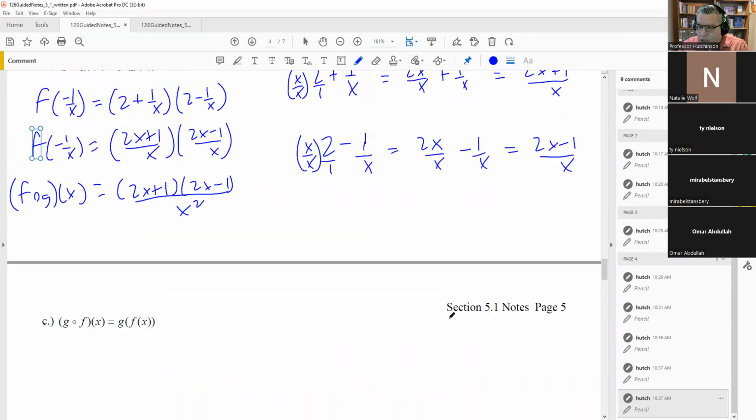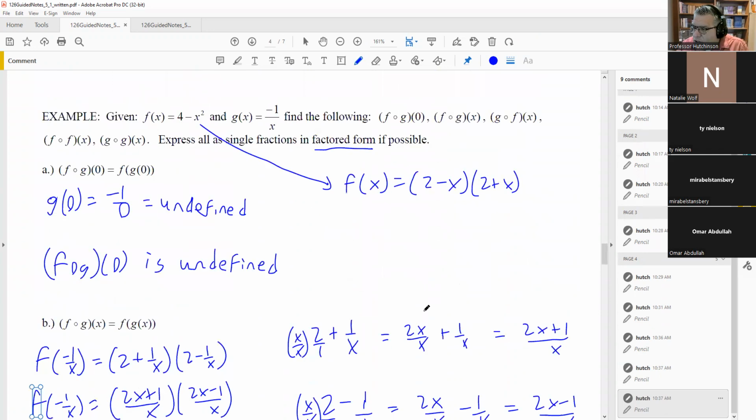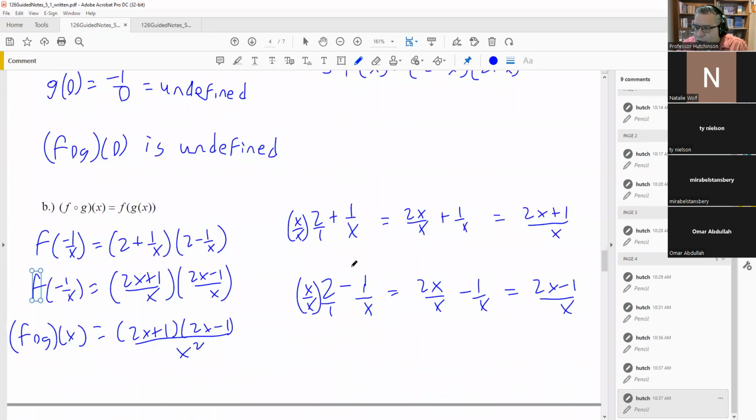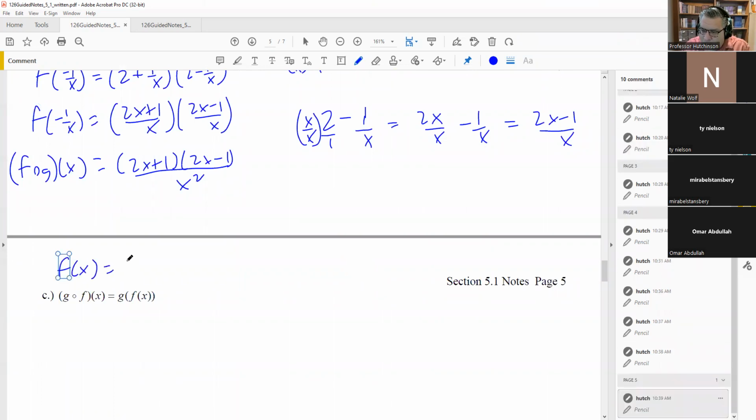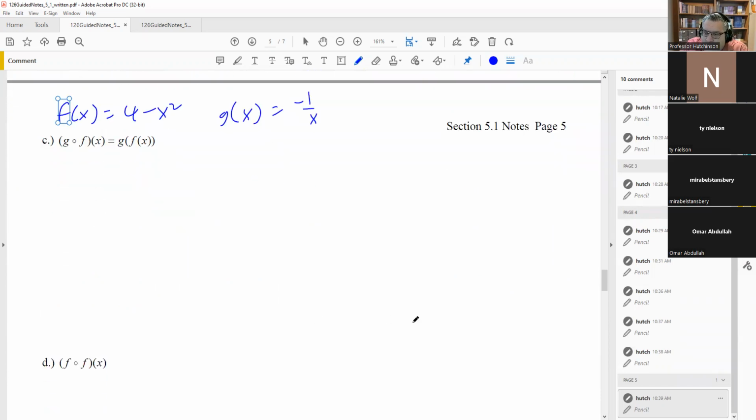So I'm going to write down the f and the g functions again for us here. F of x is 4 minus x squared. G of x is negative 1 over x. Okay, so that's our two original functions. So now we want to find g of f of x, which means that we have to replace the f of x with 4 minus x squared. So we're going to put this into the g.